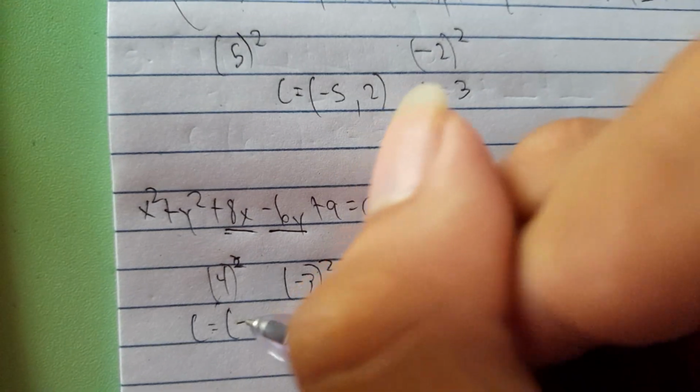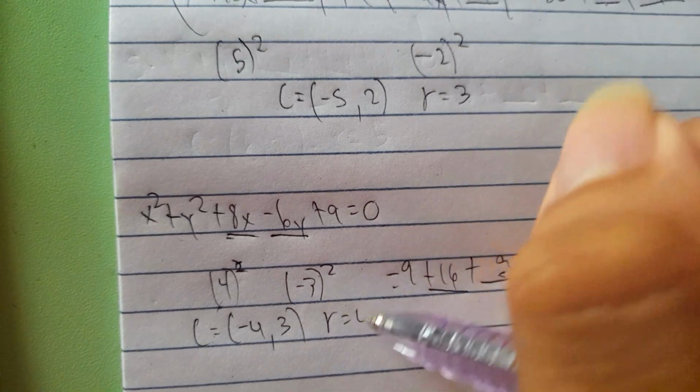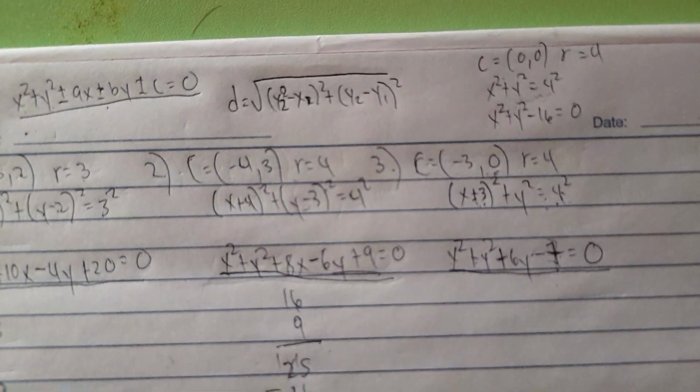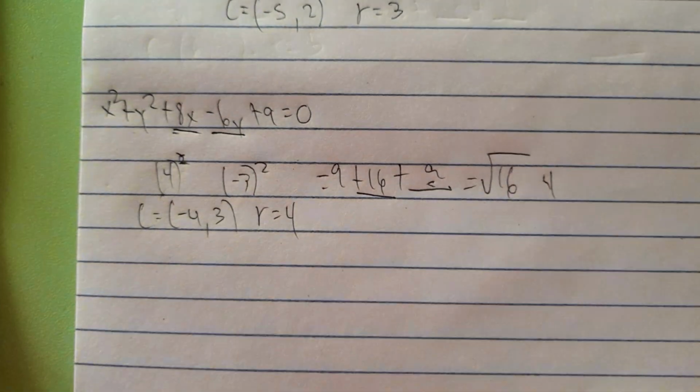So the center of this is negative 4 and positive 3, and the radius is equal to 4. Yeah, right there: negative 4 and 3, and this is positive 4. That's how you easily solve it. So yeah, that's about it.